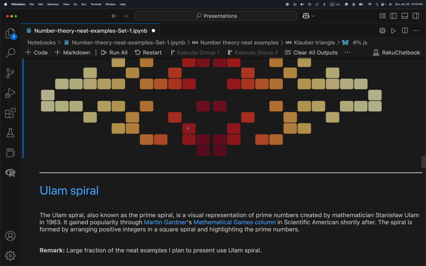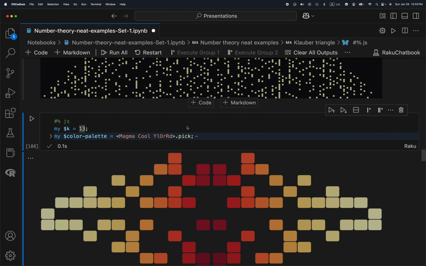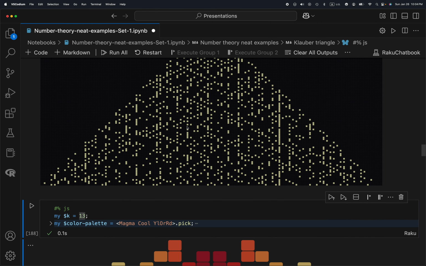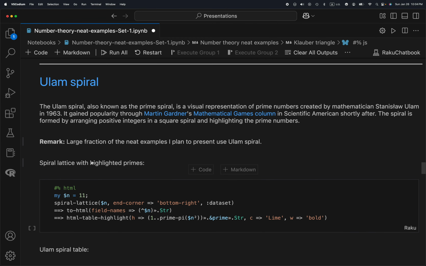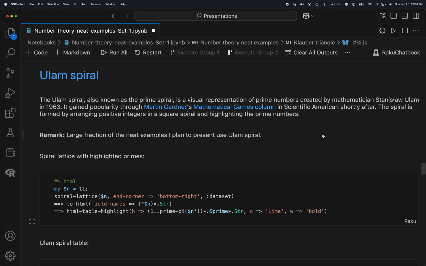All right, so the Klauber triangle is very similar in spirit to the so-called Ulam spiral. The Ulam spiral was invented by the Polish mathematician Stanislaw Ulam in the early 60s. It was popularized by Martin Gardner and his column in Scientific American. I was reading the Russian translation of Scientific American as a teenager. I grew up reading Martin Gardner's books called Mathematical Recreations, or Mathematical Games, translated to Bulgarian.